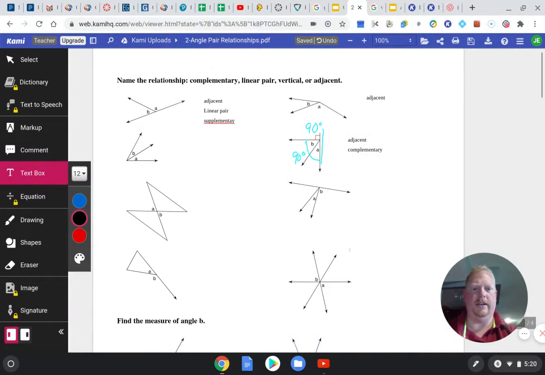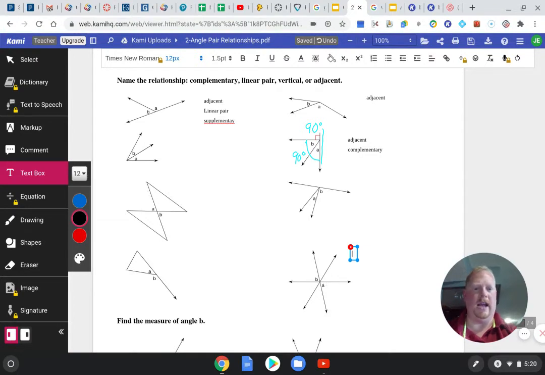Let's take a look down here at this example. Angles A and B, they are not adjacent. They are not supplementary, not complementary. At least there's no evidence that they're complementary. They might be, but no way of telling. The only thing I can say is that they're directly across from each other, so they are vertical angles.